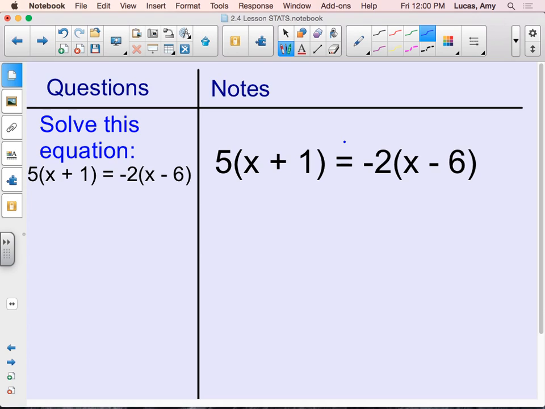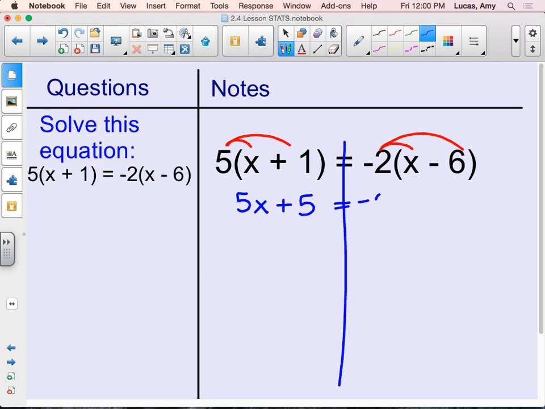Our next one, a little bit more complicated. We're doing some distributing on each side. So on the left-hand side, 5 times x is 5x, plus 5 times 1 is 5. On the right, negative 2 times x is negative 2x. Negative 2 times negative 6 is positive 12. Now, we have variables on each side, so remember that I like to eliminate the smaller one. The smaller one here is negative 2x, so I need to add 2x to cancel it out.